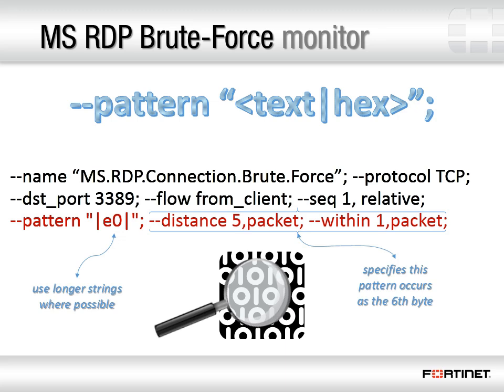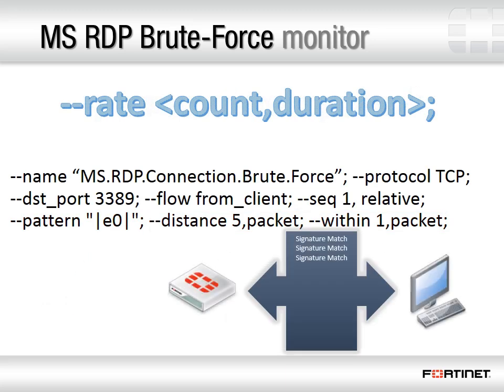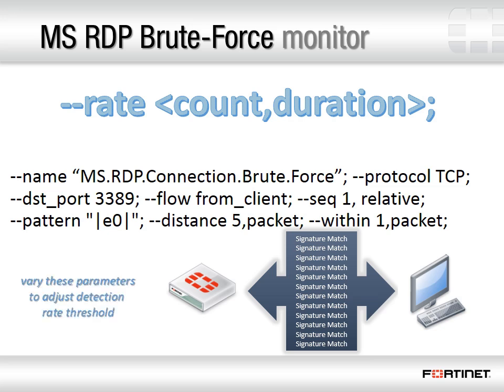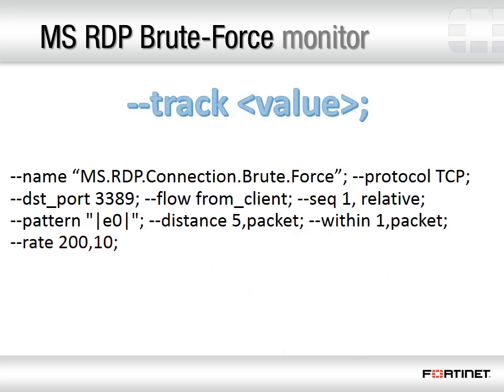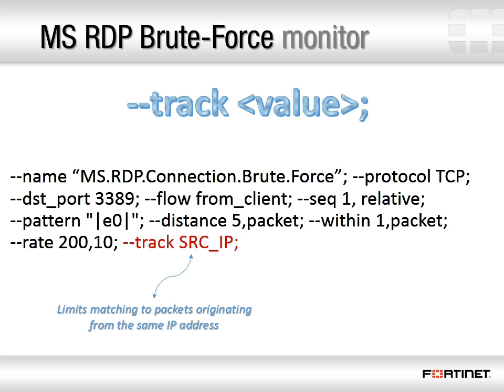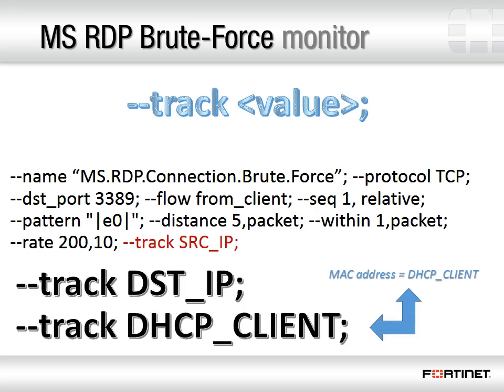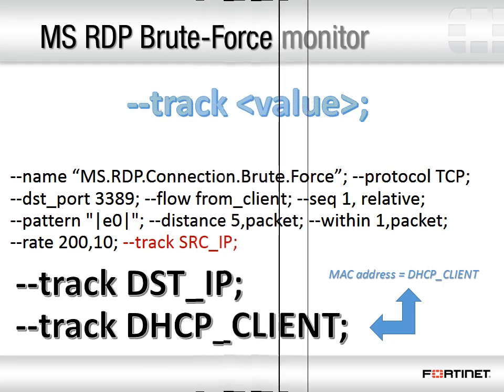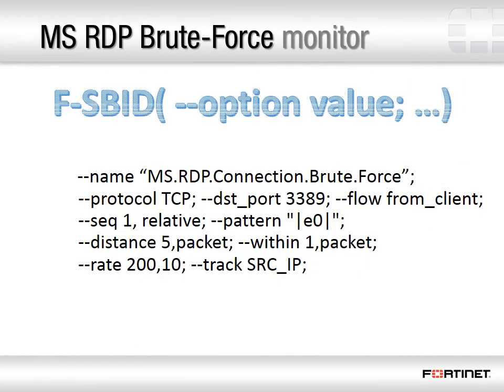To test the frequency of matching, the rate keyword is used with parameters for count and duration. These parameters allow you to vary the detection frequency threshold. We'll assign a count of 200, occurring within a duration of 10 seconds. A track source IP criteria specifies that matching be limited to packets all originating from the same IP address. Other track option values include destination IP as well as MAC address. IPS signatures are prefixed with a type header, written F-SBID.